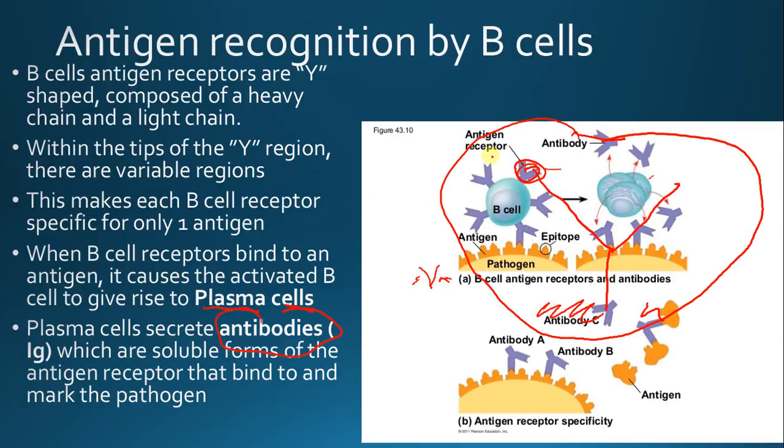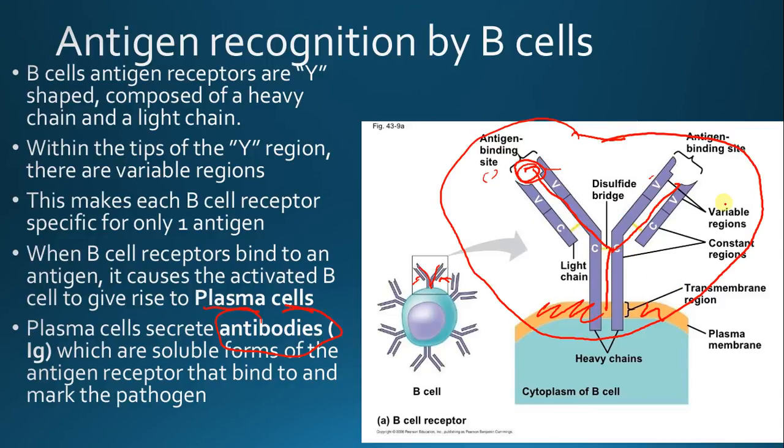So here we go. We've got a B cell, and it's attaching, and it causes that B cell to differentiate into plasma cells, which then secrete these antibodies that can attach to any of these antigens.